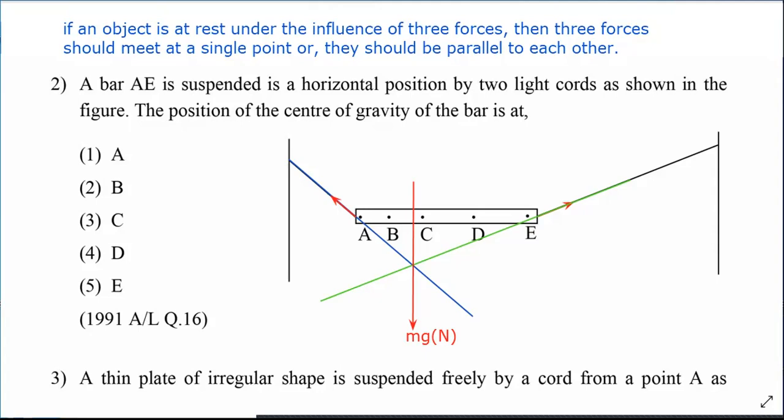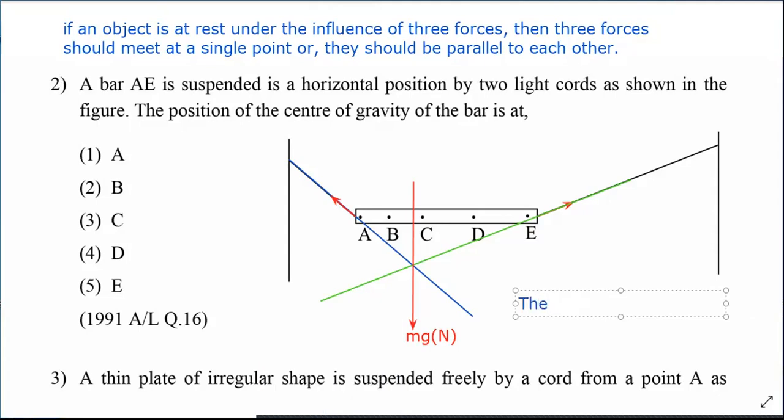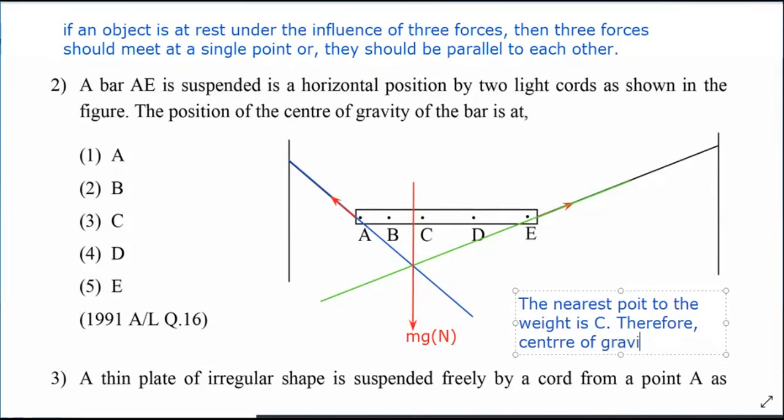Right. So if you want, we may add one more sentence. The nearest point to the weight is C. So therefore, the center of gravity should be C. So even in the exam, this is a past paper question.